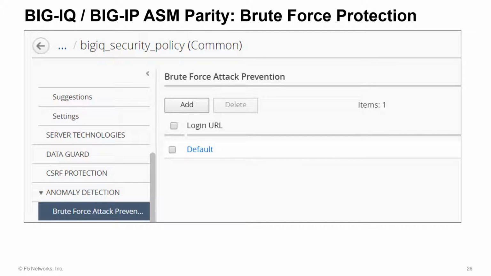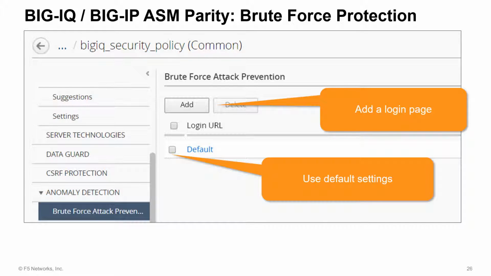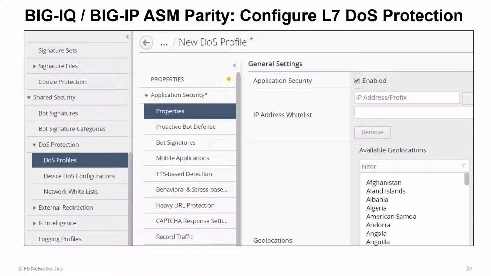Brute force attack protection can now be configured on BIG-IQ and deployed to other BIG-IPs. As on BIG-IP ASM, this setting is under anomaly detection and includes a default profile. Layer 7 DOS profiles can also be created and deployed from BIG-IQ. The detection and mitigation options are the same as on a BIG-IP ASM device.